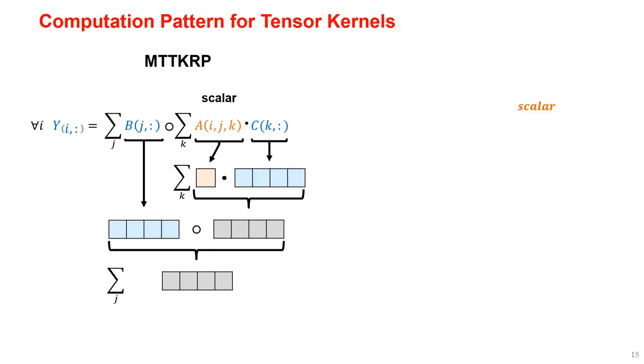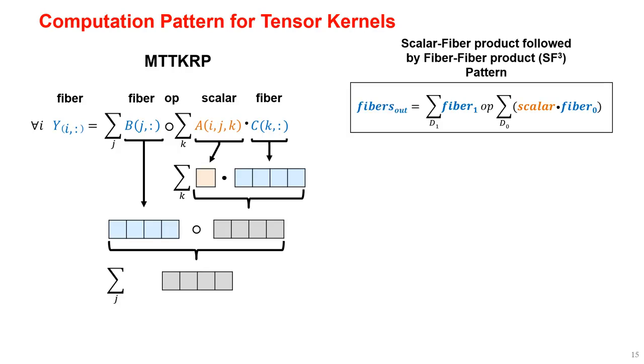So if we try to abstract out the computation, we first pick a scalar, multiply it with a fiber, sum up the results over a domain, perform some vector operation with another fiber, sum up the results over a domain, and this gives us the output fibers. We call such a pattern a scalar fiber product followed by fiber-fiber product, or the SF cube compute pattern.